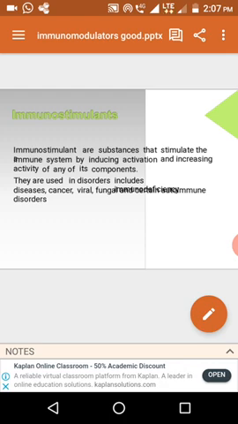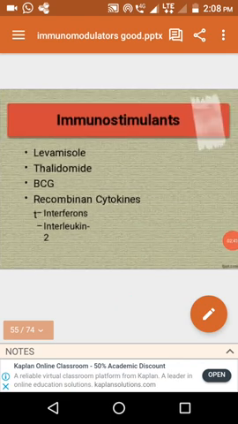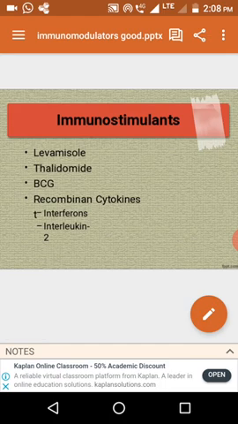So what is the use of immunostimulants? They are mainly used in immunosuppressive conditions or diseases associated with immunosuppression. For example, they are used in certain cancers and viral infections, since some viral infections occur because of depressed immunity. They are also used in some fungal infections, AIDS (acquired immunodeficiency syndrome), and other autoimmune disorders. These are the applications. Examples: levamisole, thalidomide, recombinant cytokines like interferons and interleukin 2, and vaccines, including passive and active immunization.